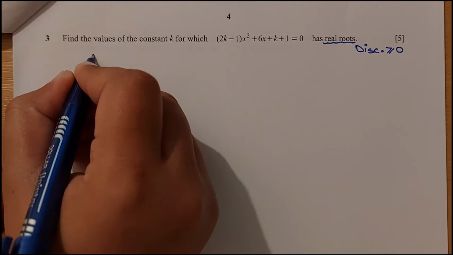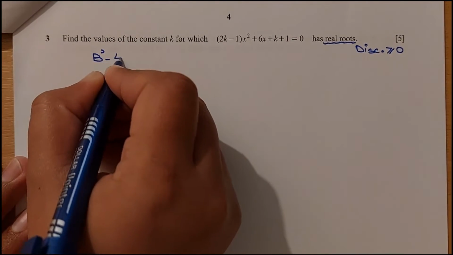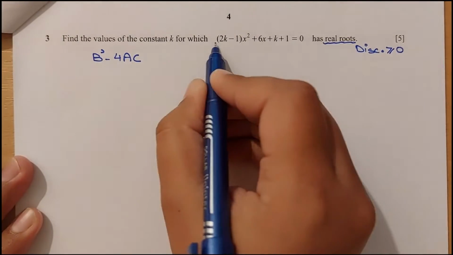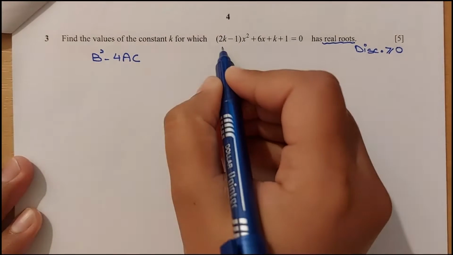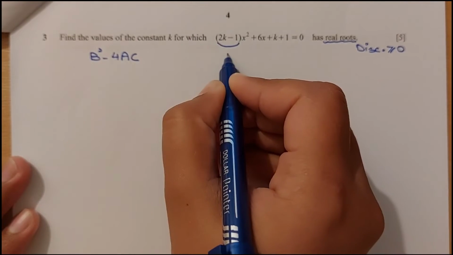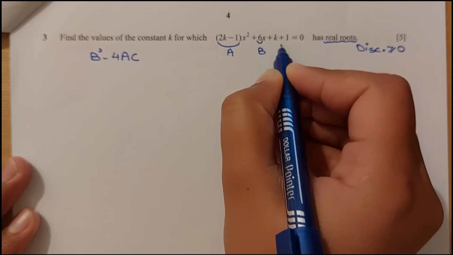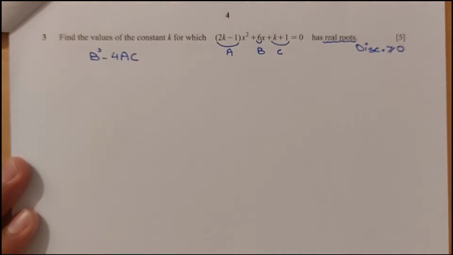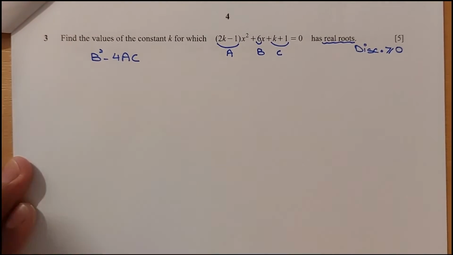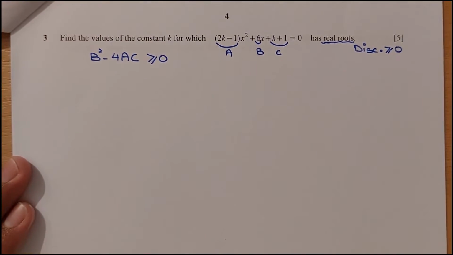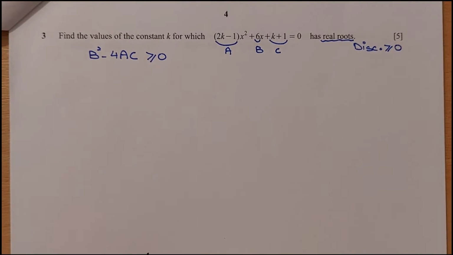So we have a discriminant b square minus 4ac. This equation looks like a quadratic. So a is the coefficient of x square, b is the coefficient of x, and c is the constant term, right? So let me solve this discriminant that is greater than or equal to 0. So let me substitute the values here.